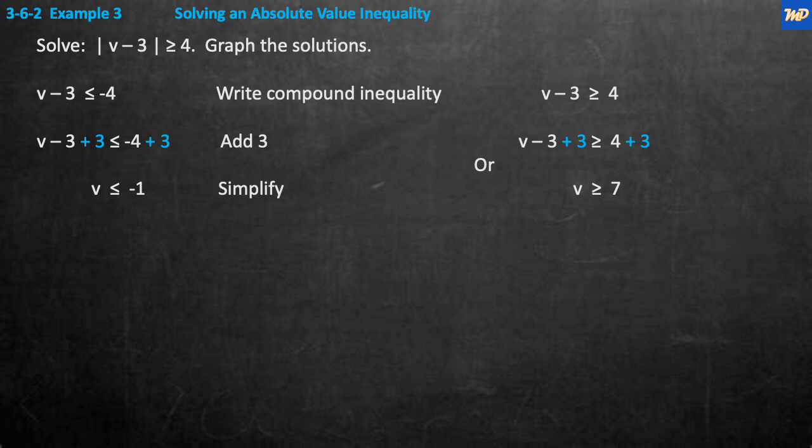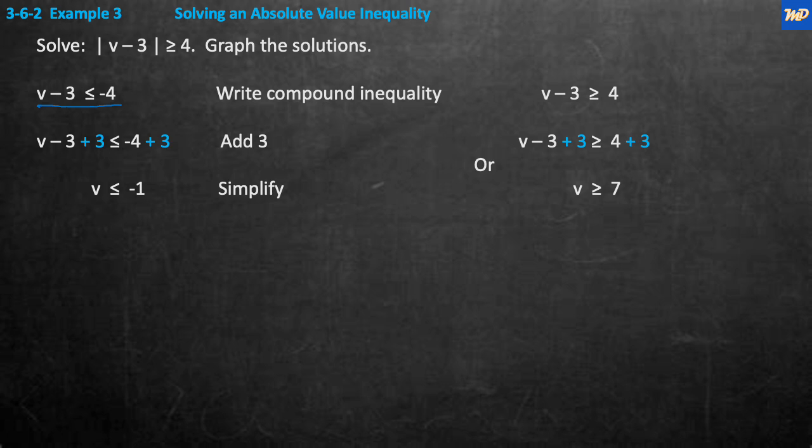Example 3, solve an absolute value inequality. So let's do it. Absolute value of v minus 3 is greater than or equal to 4, and graph the solution. So we'll draw the line that they're talking about. When they solve this, on the left-hand side we have v minus 3 is less than or equal to negative 4. And on the right-hand side, v minus 3 is greater than or equal to 4.